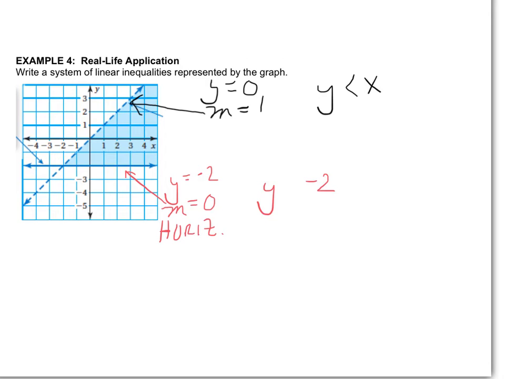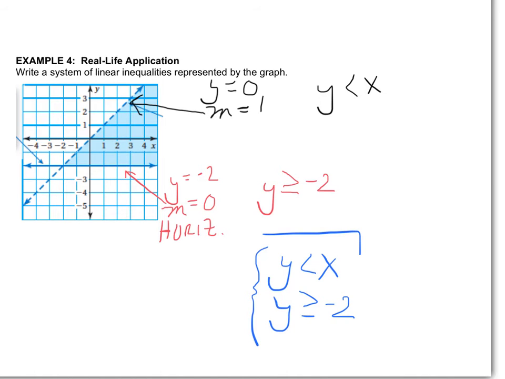Because we have a solid line, we know that it is an or equal to graph. And again, if I was to test some points, we'd be shading upwards. So to shade upwards, we need y greater than or equal to negative 2. So my overall system is going to be y is less than x, and y is greater than or equal to negative 2. And that is how you would write that system from the graph.